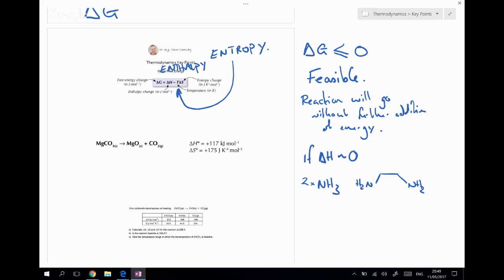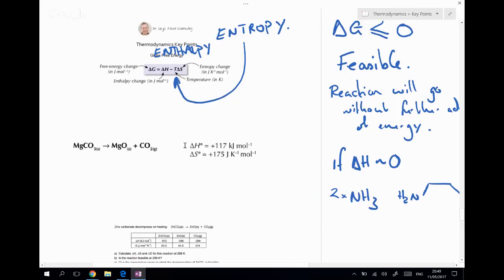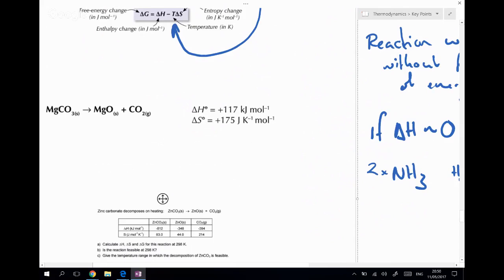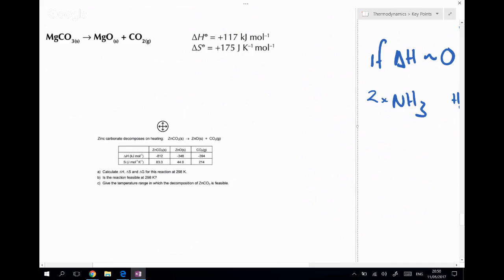So here we go. We've got magnesium carbonate here, and we've got the reaction here where we're adding heat to this reaction and we're decomposing to form magnesium oxide and carbon dioxide. So this is a thermal decomposition. The question is, at which temperature does this reaction become feasible?